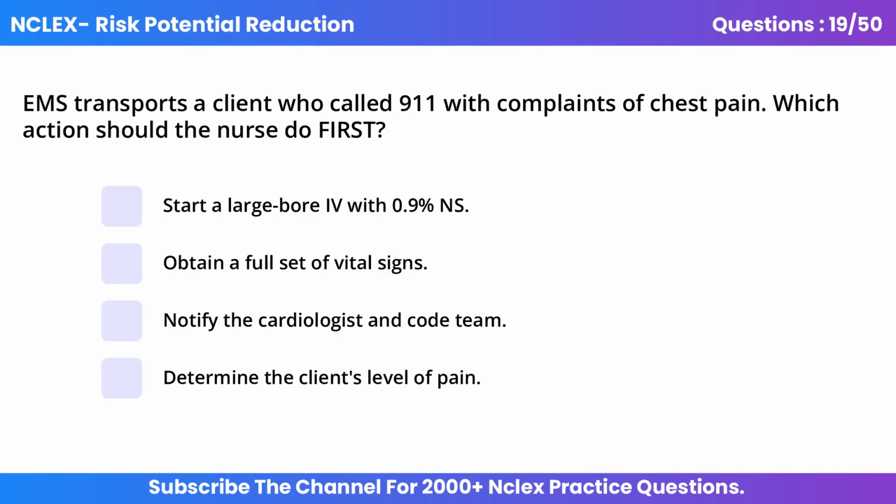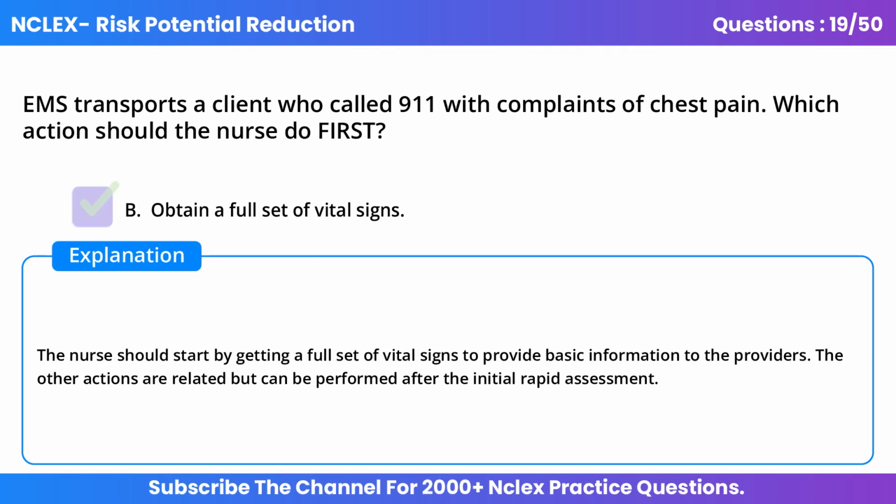Question 19. EMS transports a client who called 911 with complaints of chest pain. Which action should the nurse do first? B. Obtain a full set of vital signs. The nurse should start by getting a full set of vital signs to provide basic information to the providers. The other actions are related but can be performed after the initial rapid assessment.